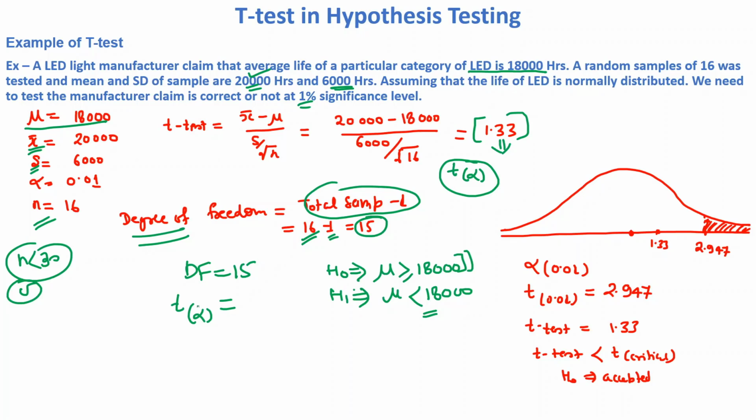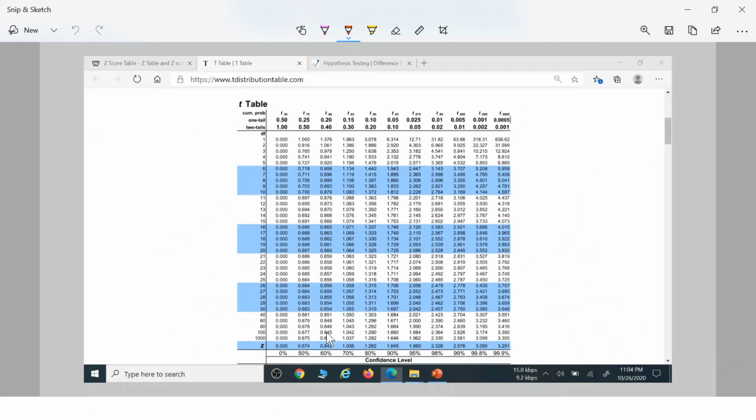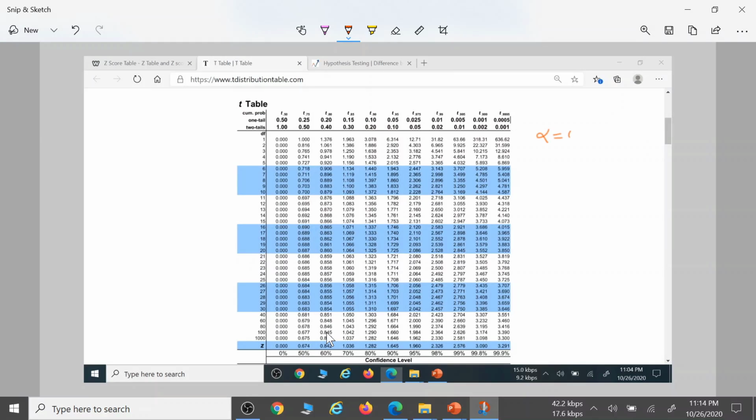Now the question comes: how can we calculate the t value corresponding to this alpha? For that we will use the t table. In the t table we will get the t value corresponding to 0.01 and degree of freedom 15. So let's go to the t table and verify what the t value corresponding to this alpha would be. So our alpha is 0.01 and the degree of freedom is 15.